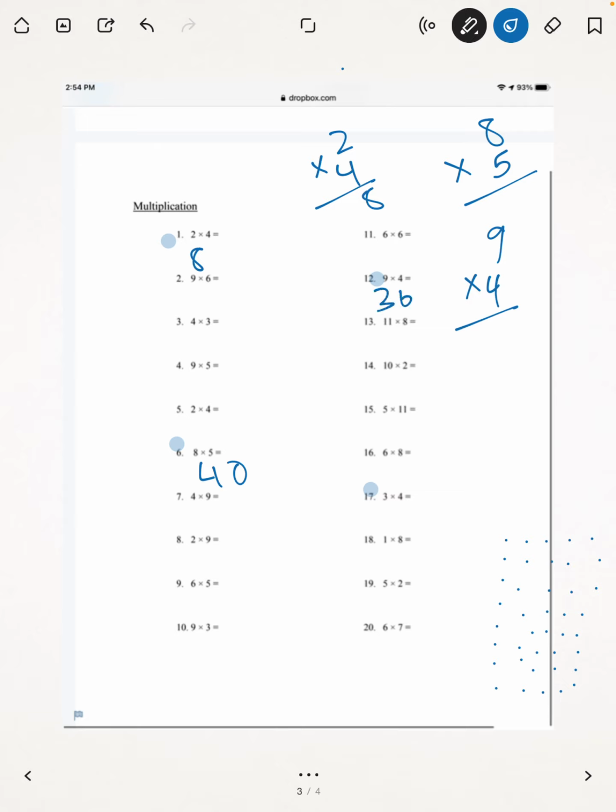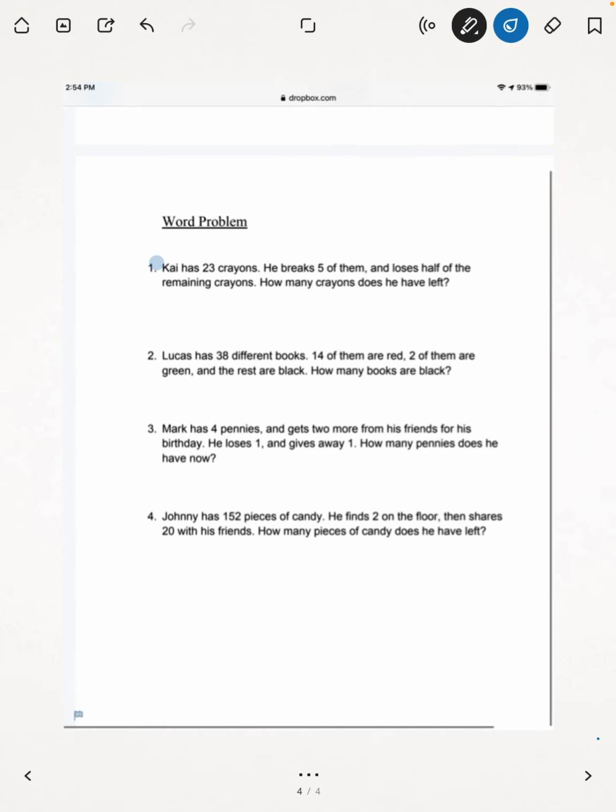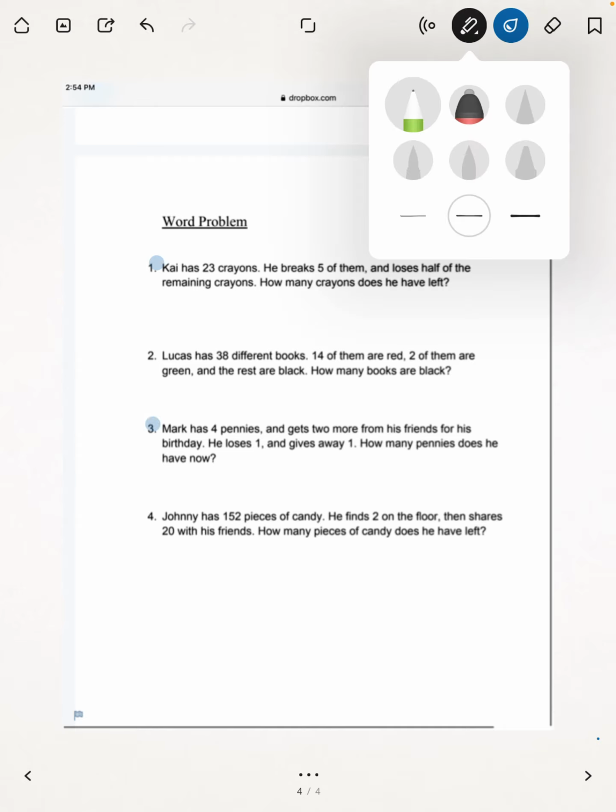3 times 4, do 3 plus 3 plus 3 plus 3, or 4 plus 4 plus 4. And you could also do 1, 2, 3, and then 4 in each. And if you count all those up, it goes 12. Okay. That one, and I don't know. This one. Okay.